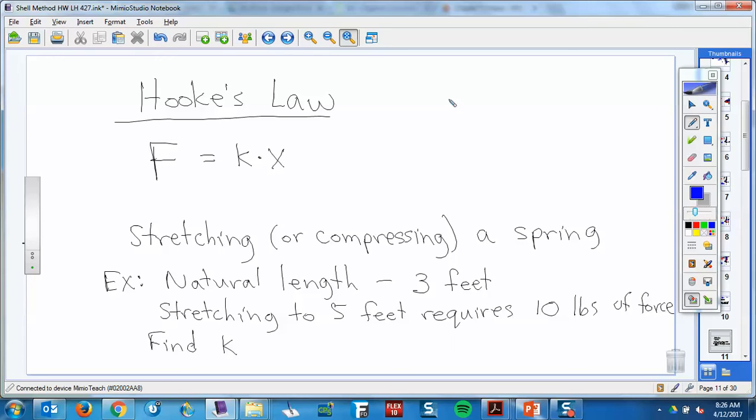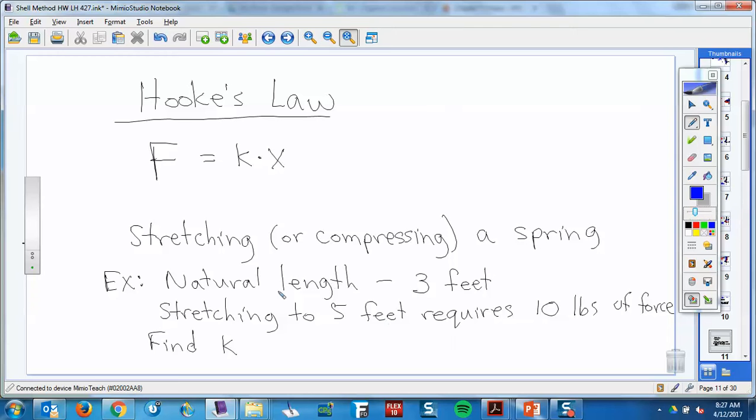Hooke's Law says the force is proportional to the length that it's stretched or compressed, right? So think about a spring. At the beginning, it might be kind of easy to stretch it, but then it gets harder and harder. It requires more force. So the farther out it's stretched, the more force it requires. The K is called the spring constant for that particular spring. Some springs will be thicker and harder to pull, and some might be thinner and easier to pull.